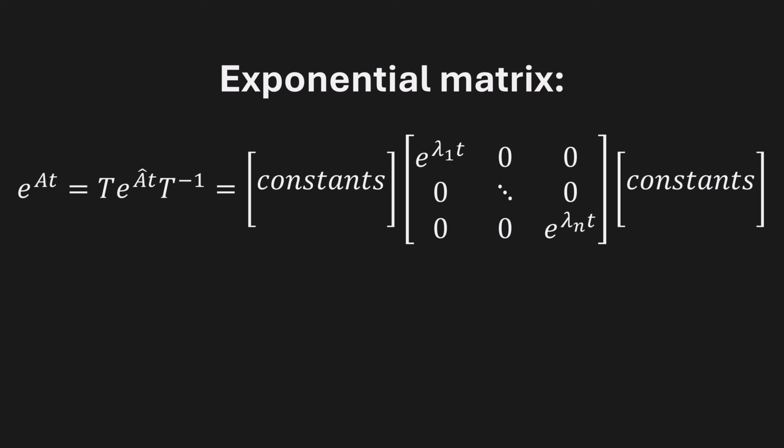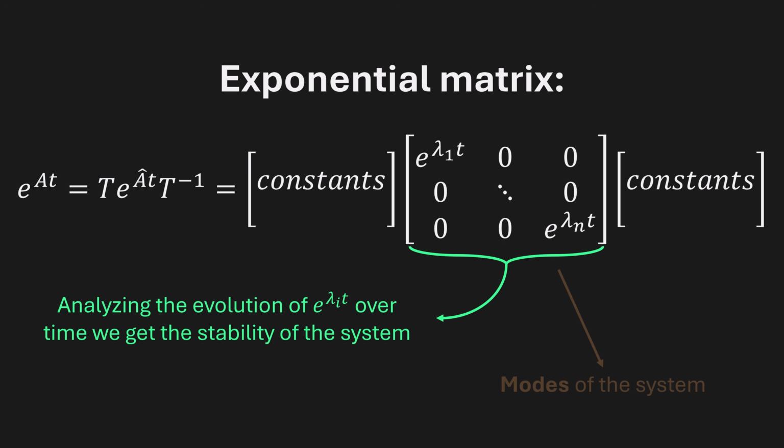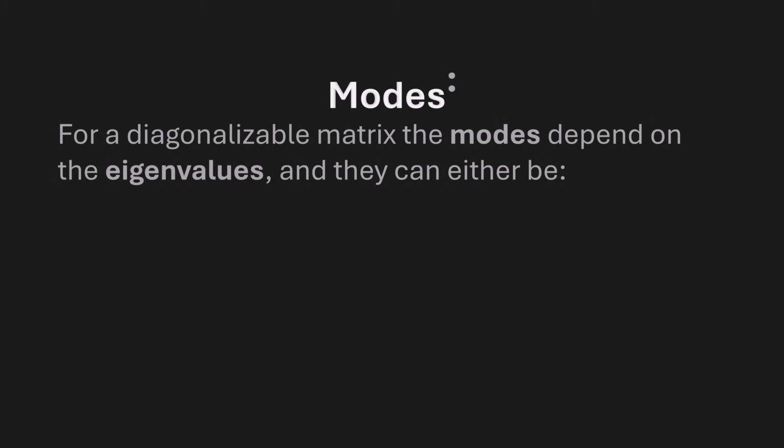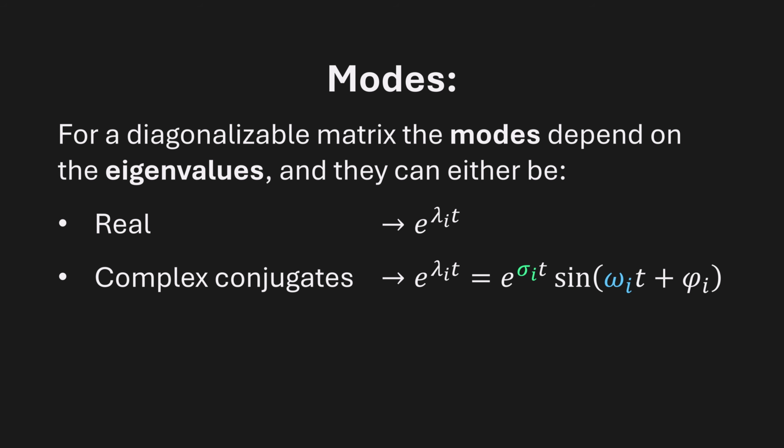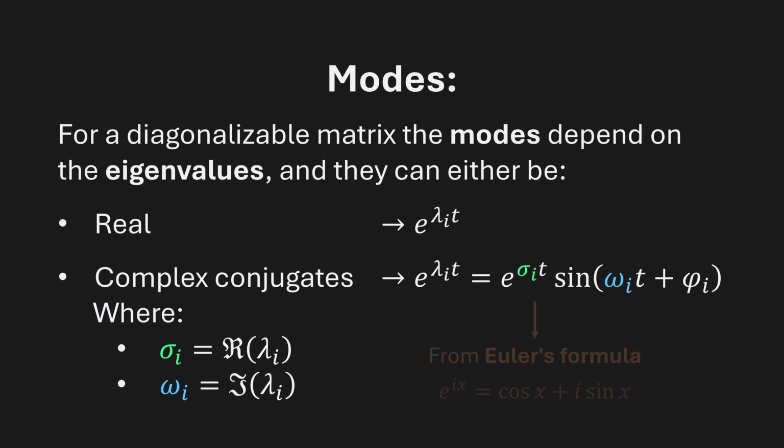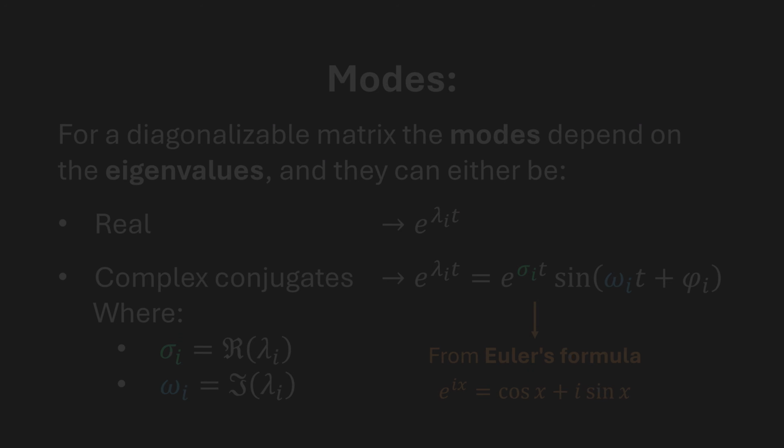As we said earlier, for a diagonalizable matrix A, its exponential matrix e to the power of At is obtained as follows. So, by analyzing the evolution of the terms e to the lambda i t over time, we can analyze the stability of the system. We call those elements the modes of the system. For a diagonalizable matrix, the modes depend on the eigenvalues, and they can either be real or complex conjugates. The second one comes from Euler's formula. For more information on what this crucial piece of maths means, please take a look at this video.